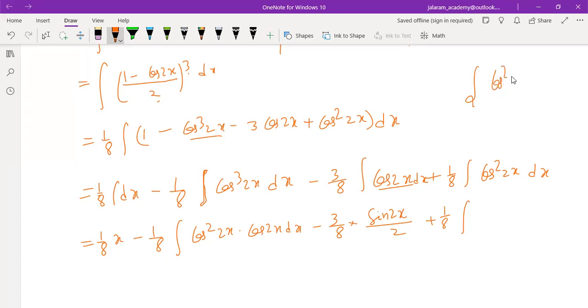with the same method as we have solved cos square x by writing 1 plus cos 2x upon 2. So when there is cos square 2x, it is written as 1 plus cos 4x upon 2. So we write 1 plus cos 4x upon 2 dx.